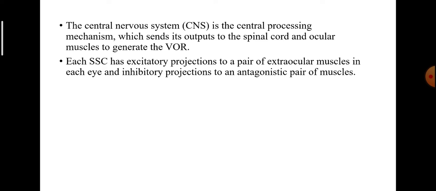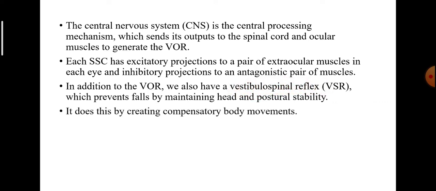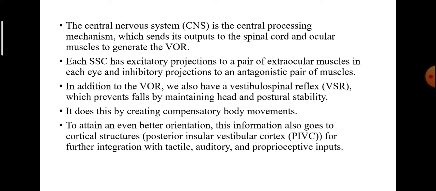Each semicircular canal has excitatory projections to a pair of extraocular muscles in each eye and inhibitory projections to an antagonistic pair of muscles. In addition to vestibular ocular reflex, we also have what is called the vestibulospinal reflex, which prevents falls by maintaining head and postural stability. It does this by creating compensatory body movements.